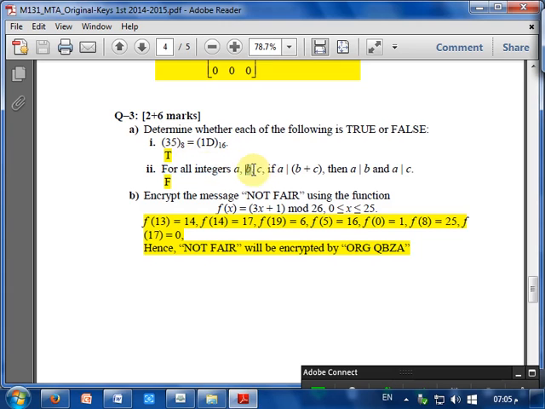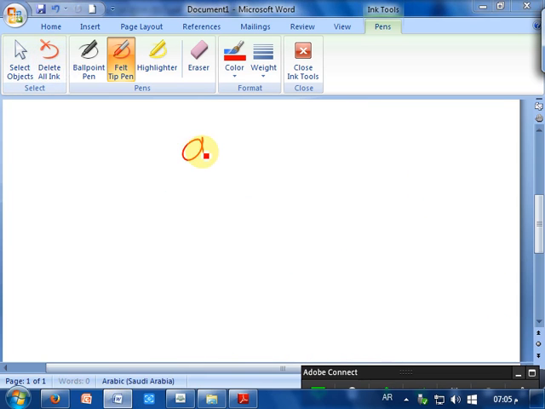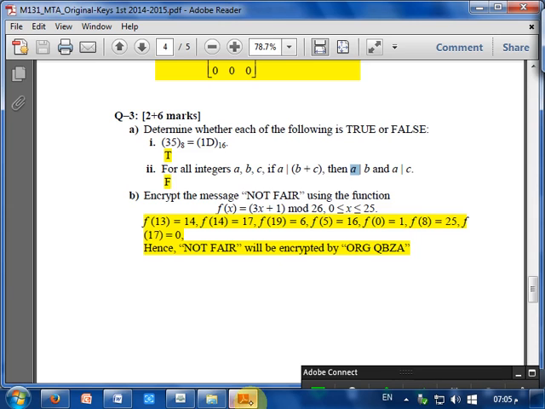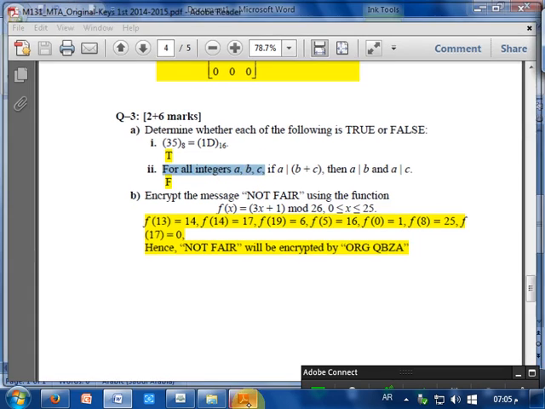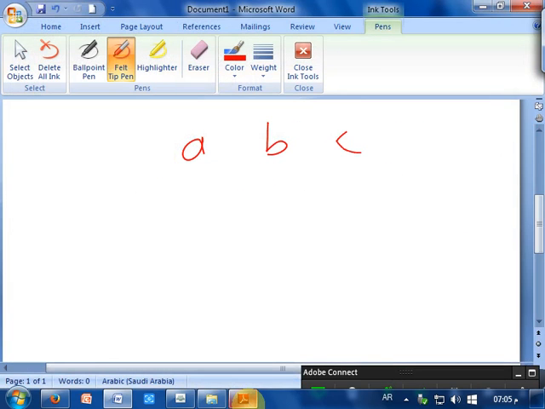For all integers A, B, C, if A divides B plus C, then A divides B and A divides C. Is it true or false? Now how to check? It is given for all integers A, B, C. A, B, C can take any integer value: 2, 3, 4, 1, 2, 3, any value.